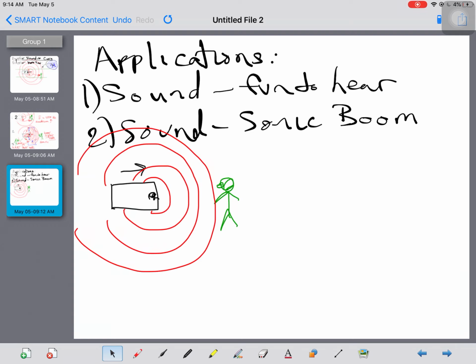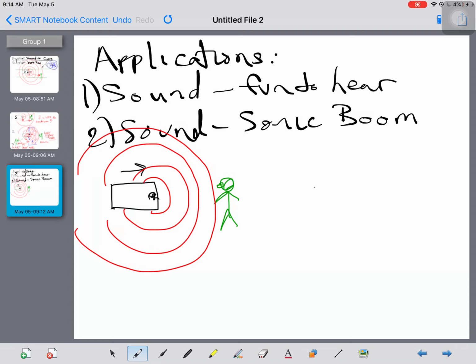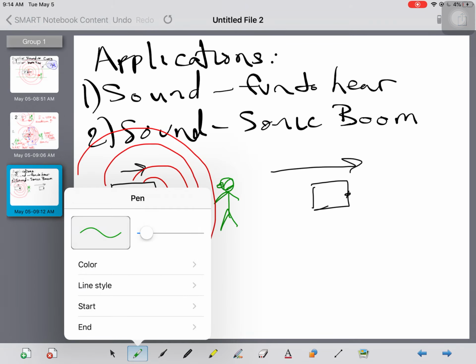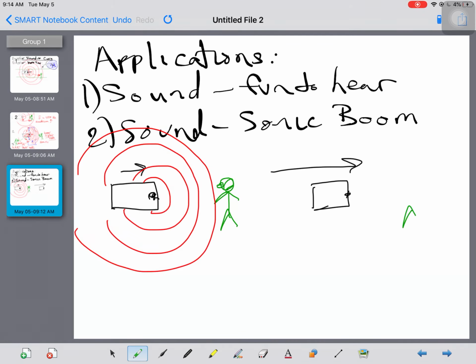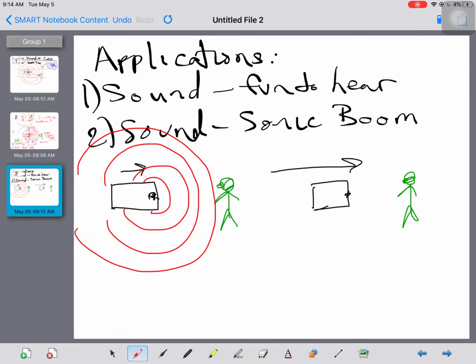However, if Mr. Gruber were to drive really fast toward Mr. B, here's a second situation. So instead of driving slow, now he's driving fast toward Mr. B. Here he is. Still listening. The waves will be more crunched. So it'll be something like this.